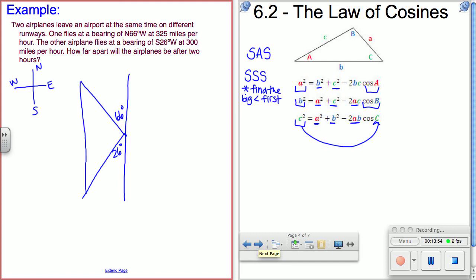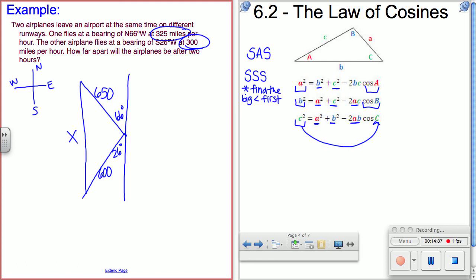So we want to know how far apart they'll be. Now we're missing a little bit more information. The first plane flew 325 miles per hour, and since we went for 2 hours, he went a total of 650 miles. The other one was going 300 miles per hour, so in 2 hours we went 600 miles. Now, I know 2 sides. I'm trying to find the third side. It looks like I'm going to need at least one angle in order to do this.